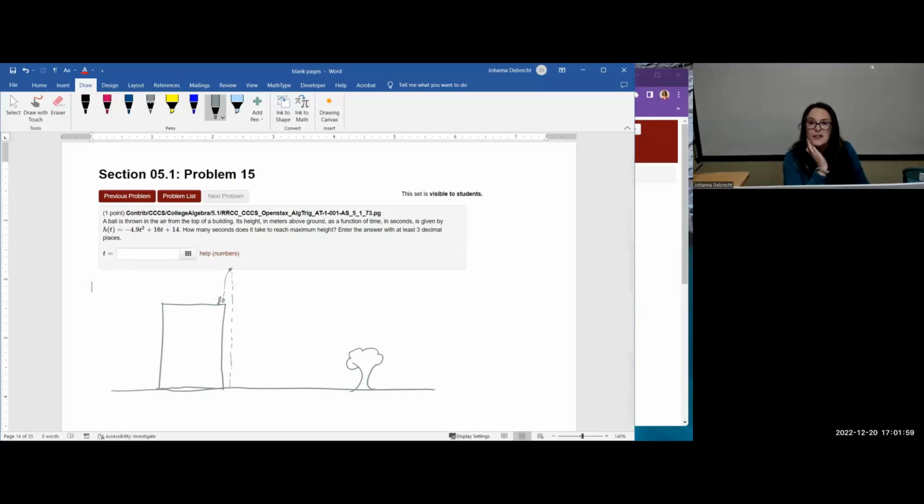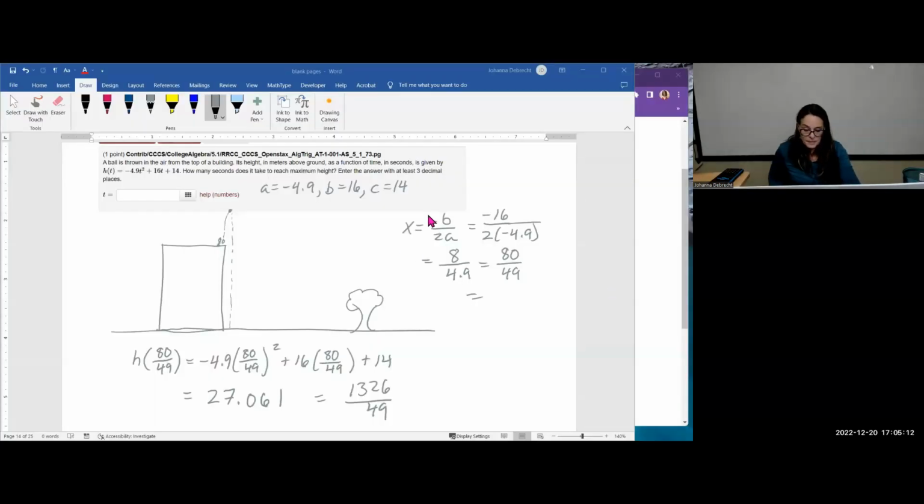Pause the video, figure it out, turn it back on, and let's compare. So let's see how you did. I chose to do this one again using the formula because the numbers are kind of nasty. Completing the square would just not be good. The numbers are going to be nasty no matter what we do.